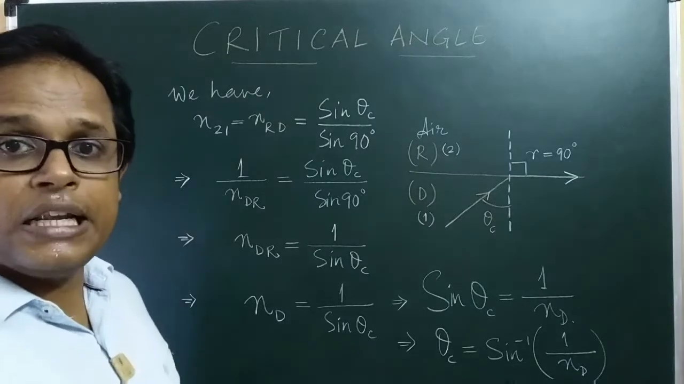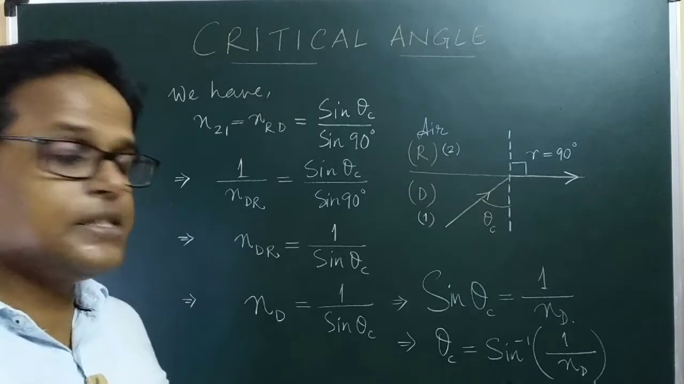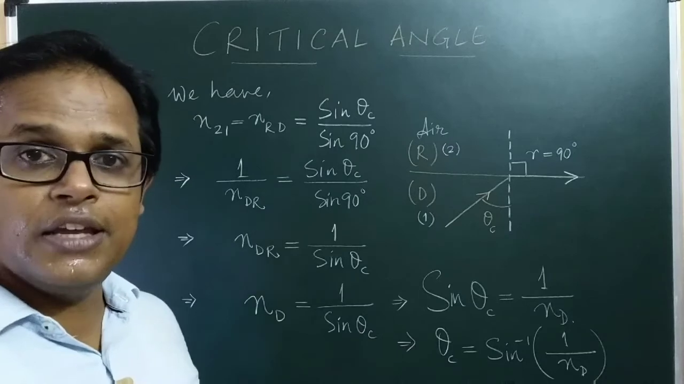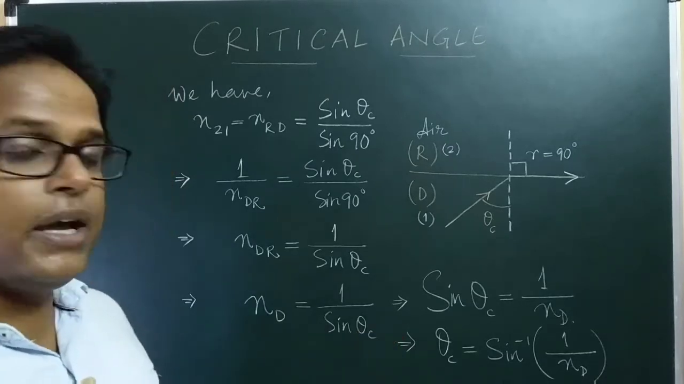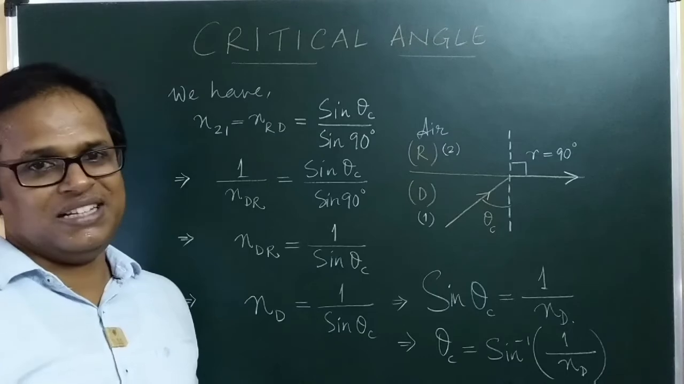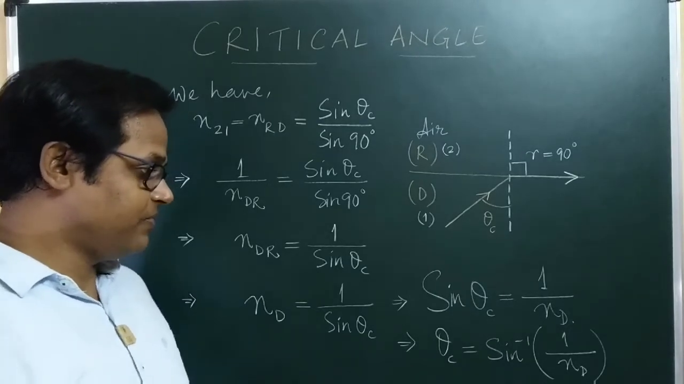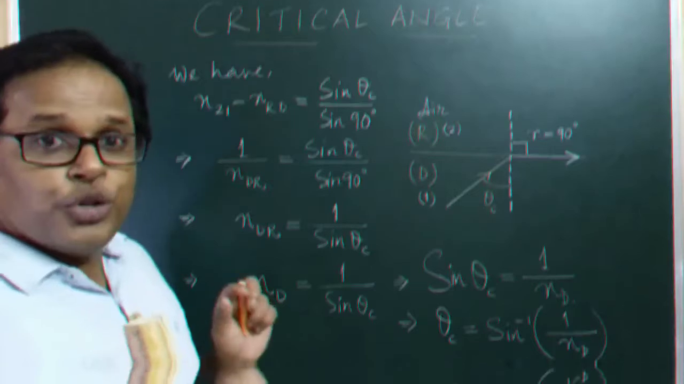I think it's clear to all of you. So the critical angle of incidence is equal to sine inverse of 1 by the absolute refractive index of the denser medium. Hope I'm clear. Good. Okay, just note it down.